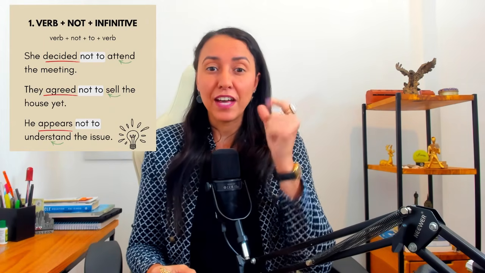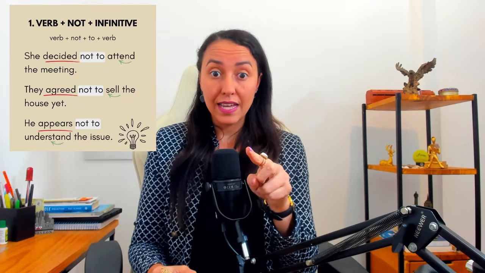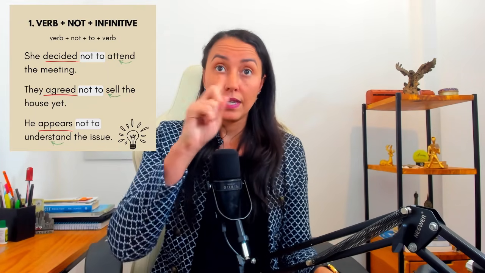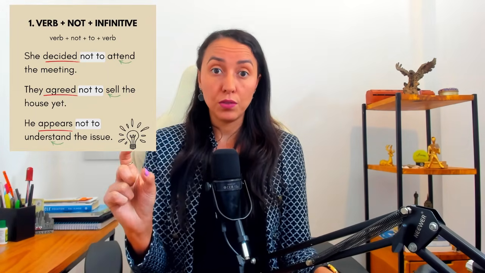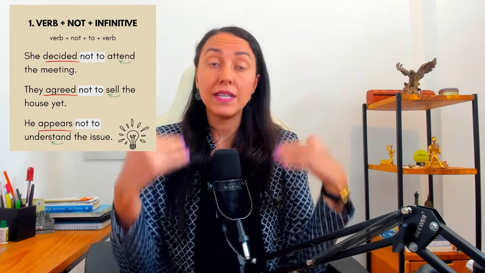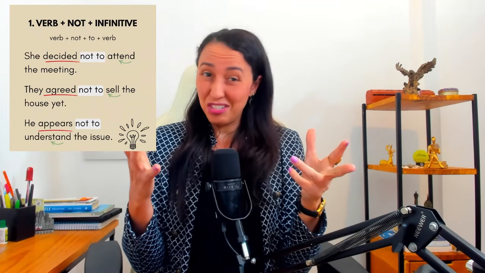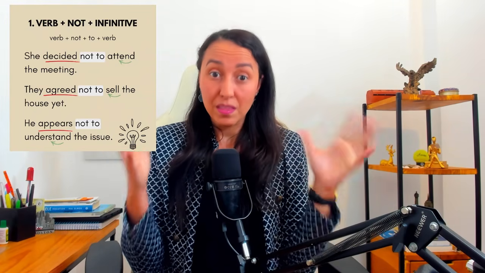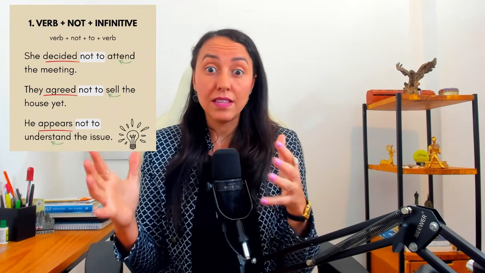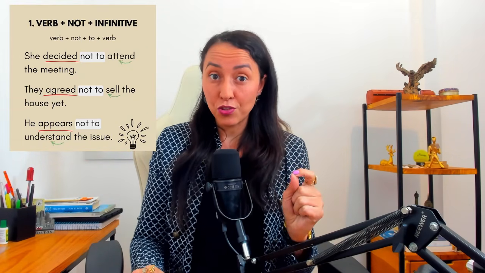Okay? Another example here. He appears not to understand the issue. He appears not to. Appears, he's giving me the impression. So that's affirmative. He's giving me the impression that he's not really understanding. He's not getting the problem. He doesn't understand the problem. At least that's my impression. So that's the idea with this first structure.